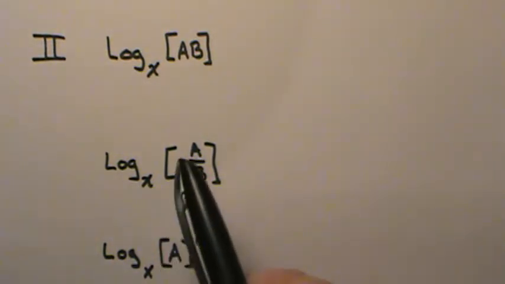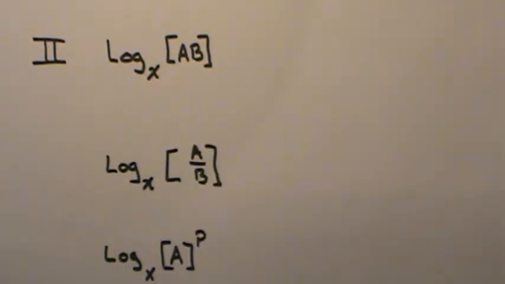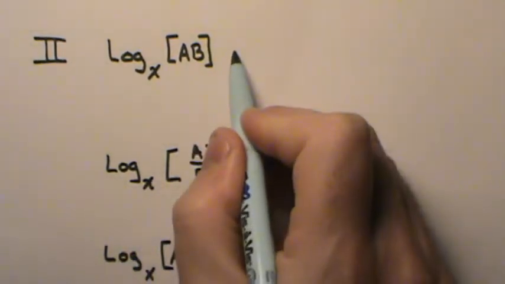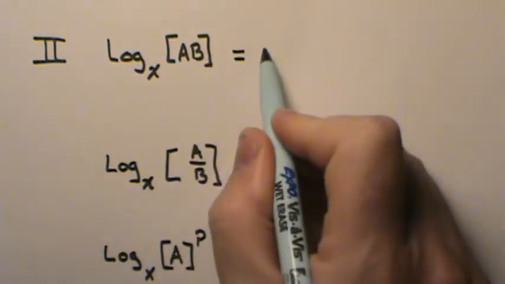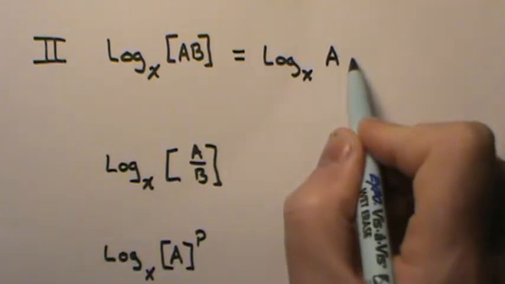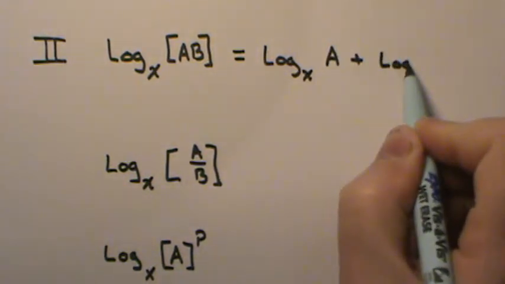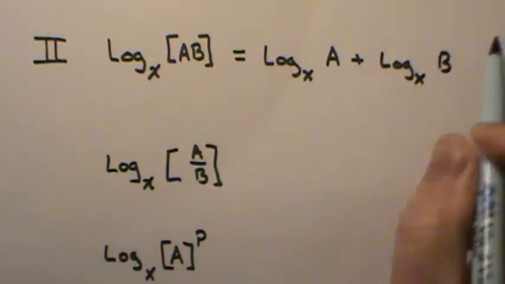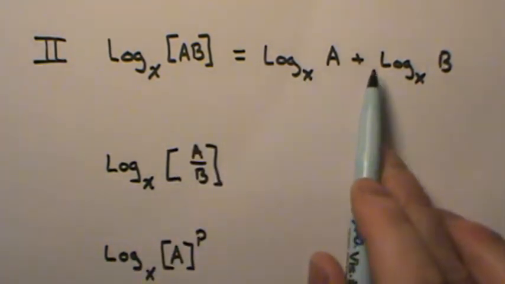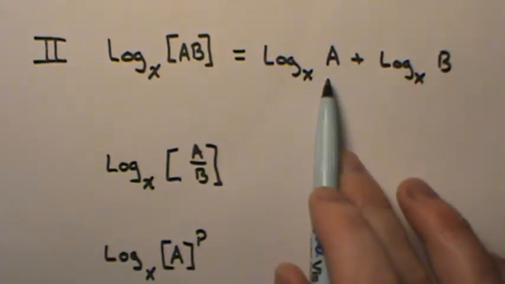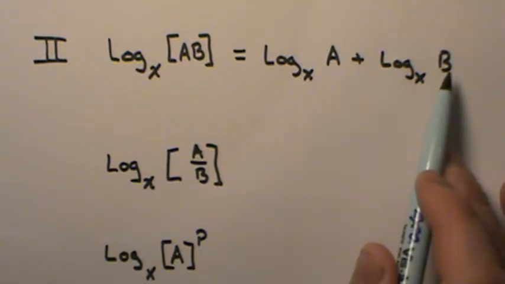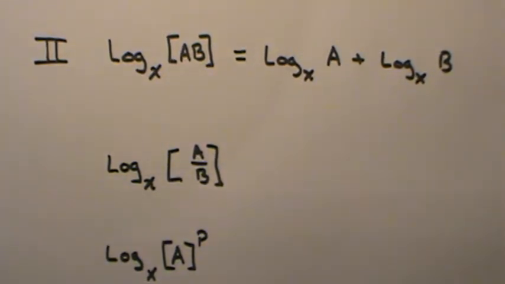If you have a log, let's say base x, of ab, you are allowed to split this and say log base x of a plus log base x of b. You can take this multiplication in your argument and actually add the two pieces. You can add those two components.